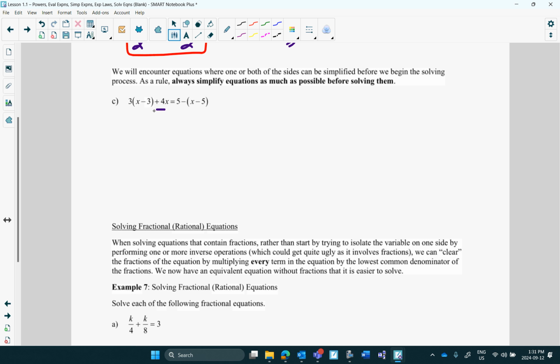3x, subtract 9, because I multiply x minus 3 by 3, plus 4x equals negative 5x minus... x minus 5 plus 5. Oh, okay, I'm sorry. Looks like I can keep simplifying both sides. What's an easier way to say the left? 7x minus 9. What's an easier way to say the right?